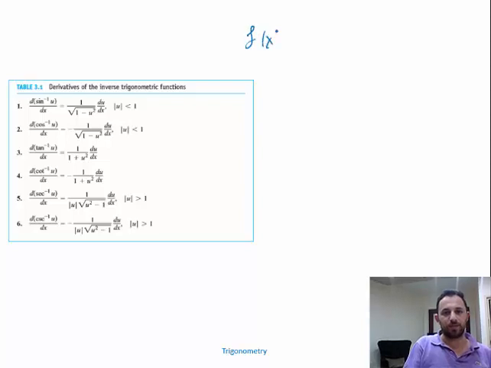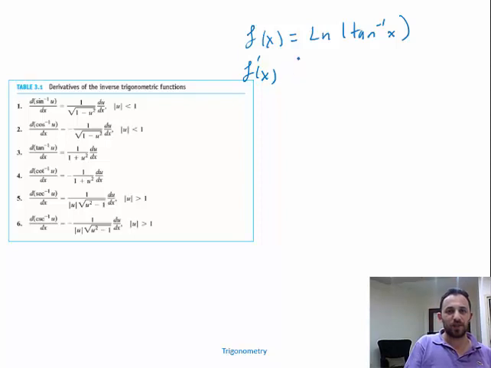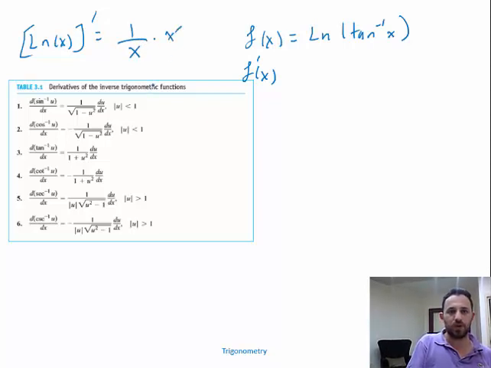Now assume f of x is given as ln of tan inverse of x, and you would like to obtain the derivative of f of x. So what's the derivative of ln? Derivative of ln of x is 1 over x, of course multiplied by the chain rule, which is the derivative of the function it hosts. Then the derivative of ln of tan inverse of x is 1 over tangent inverse of x multiplied by the chain rule, which is the derivative of the function it hosts.